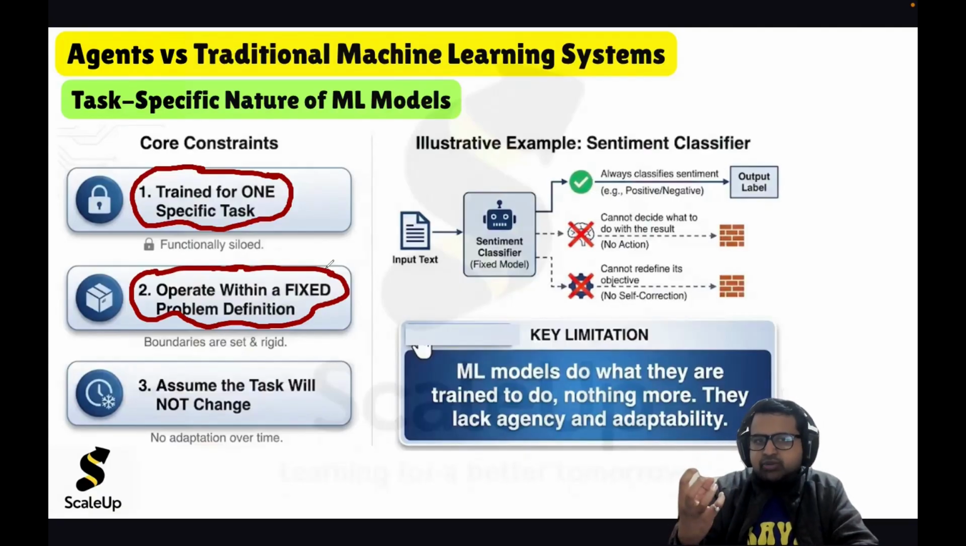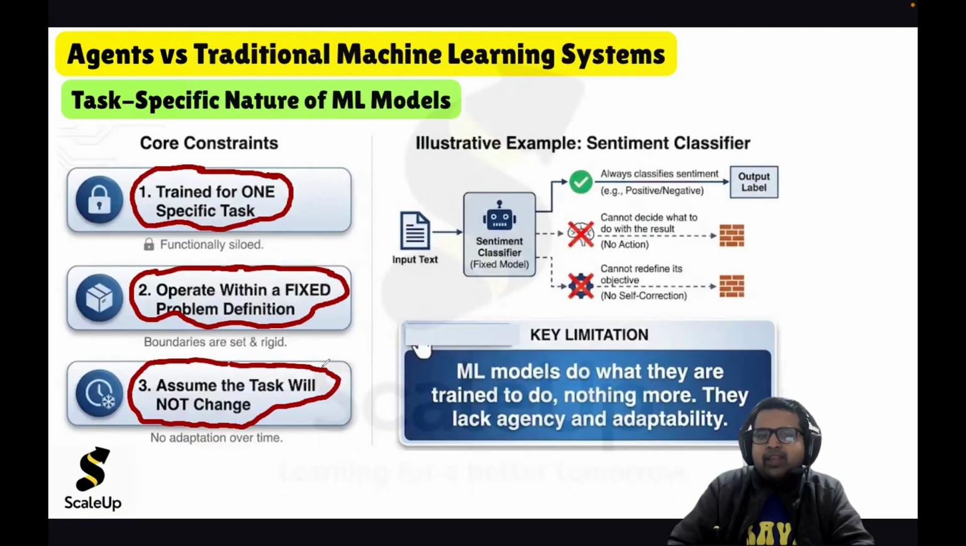So machine learning systems are trained for one specific task. They operate within a fixed problem definition, and they assume the task will not change, which is actually not applicable, because the real world is very uncertain. Machine learning models assume that these are the patterns and these patterns will be forever, but that does not happen. For example, COVID-19 was a very big shift, the pandemic. It was a reset. Before the pandemic, whatever the patterns were, after COVID-19 most of the patterns changed. So the machine learning models trained before COVID-19 became obsolete. They became useless post pandemic. They started giving wrong answers because the patterns changed. And that's a very big constraint.